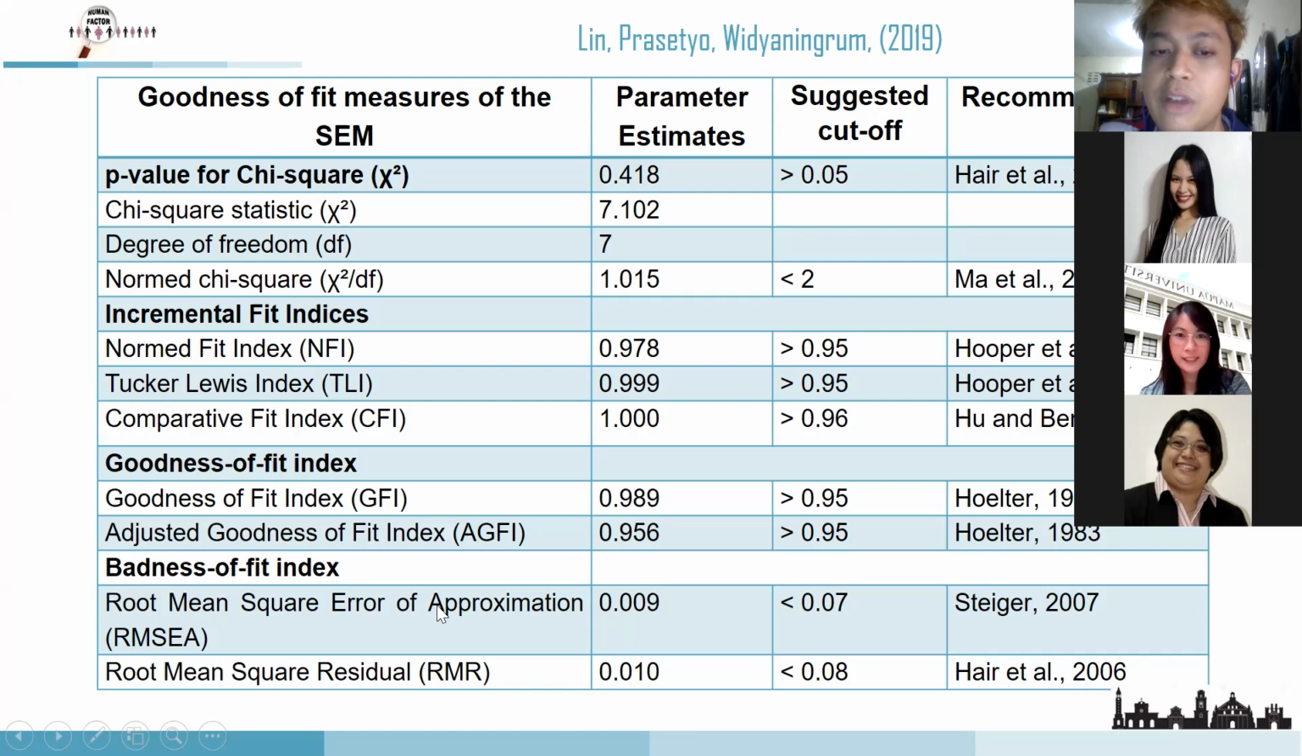Root mean square error of approximation also. Usually people show this one too. Usually 0.06 is actually a standard. So this one, of course, the lower the better. And this one is actually the higher the better, of course.